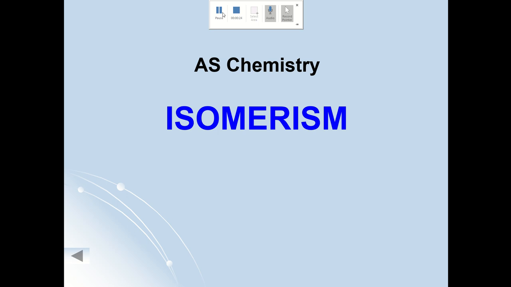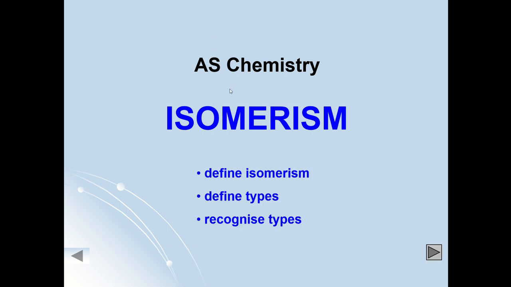This video won't cover EZ isomerism, won't cover cis-trans isomerism. That will be covered and is covered elsewhere. So let's look at the first things we're going to do. First of all, we're going to have a look at defining what these different types of isomerism are. We're going to recognize and do some tasks on being able to recognize and draw those different types of isomerism.